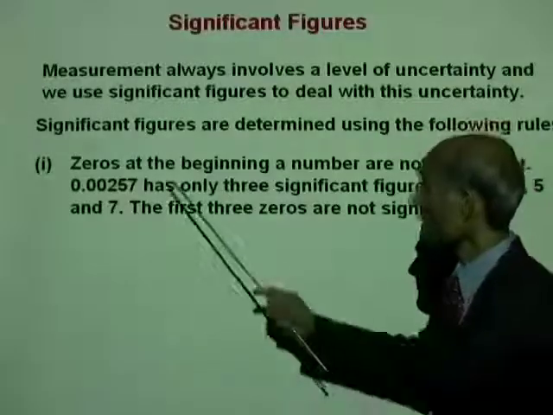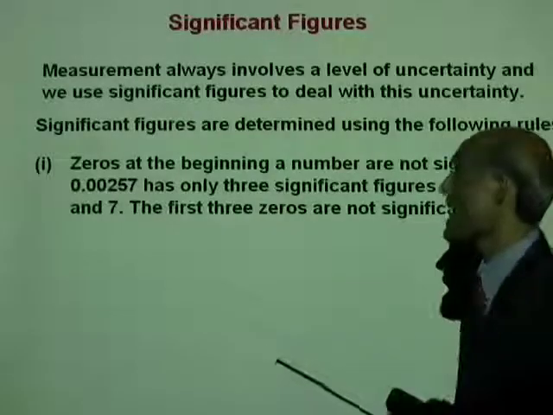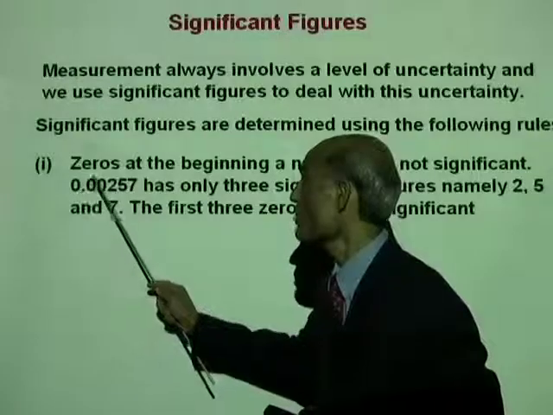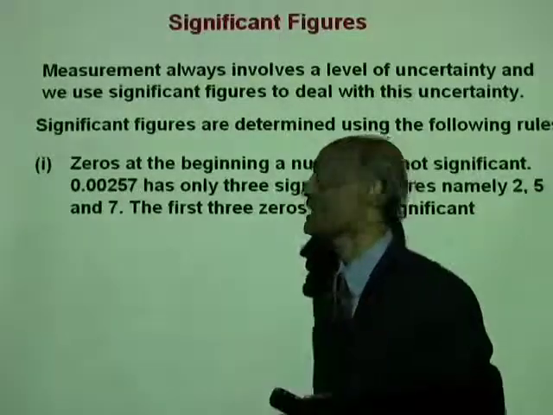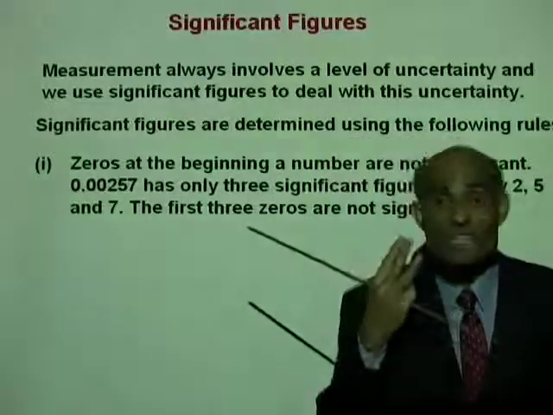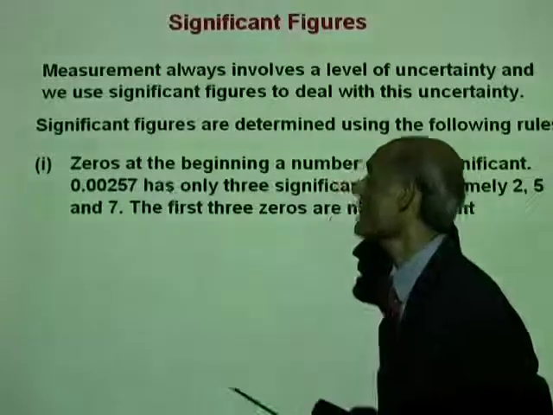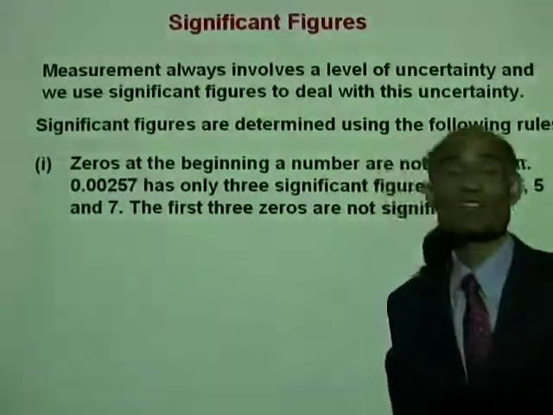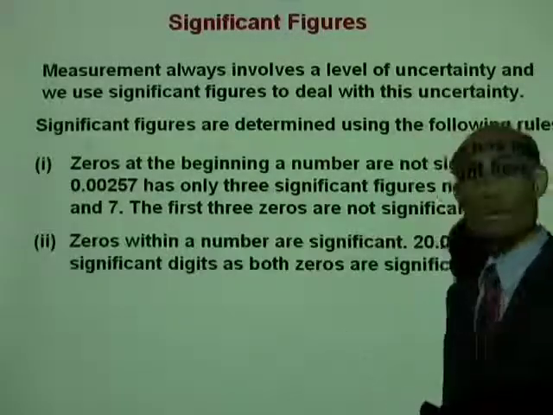Rule 1. Zeros at the beginning of a number are not significant. For example, 0.00257 has only 3 significant digits. What are they? 2, 5, and 7. The first 3 zeros are not significant in that measure.